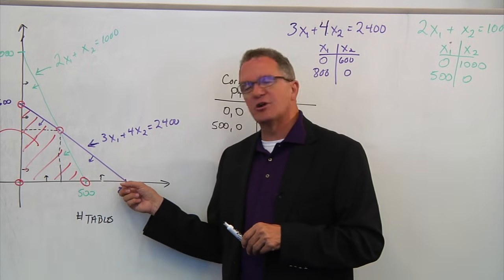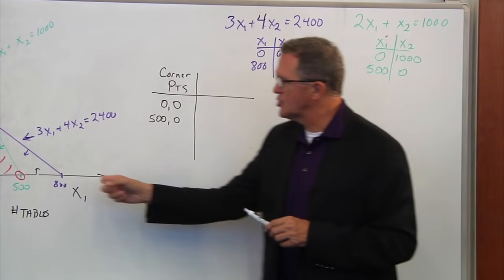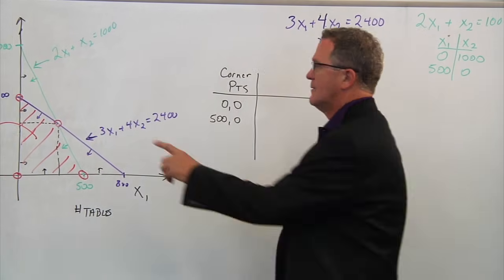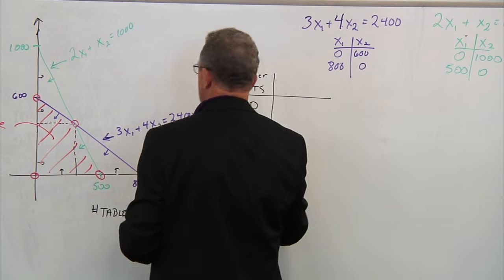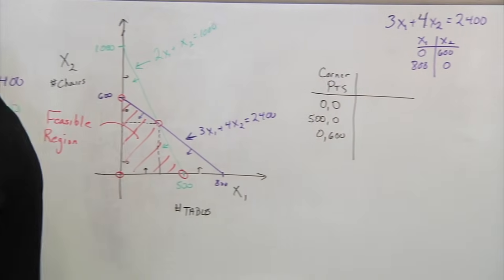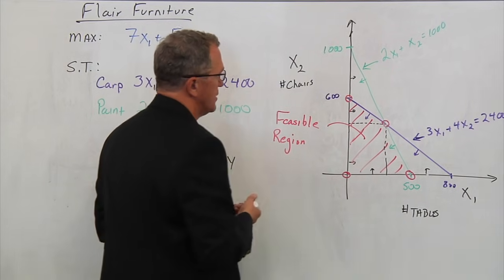If I had 800 of them, it would take 1,600 hours. I only have 1,000 available. So don't take a point that is outside of the feasible region. I have no tables, 600 chairs is a corner point. And then I have this corner point here in the middle of the graph. I don't have numbers for that yet.